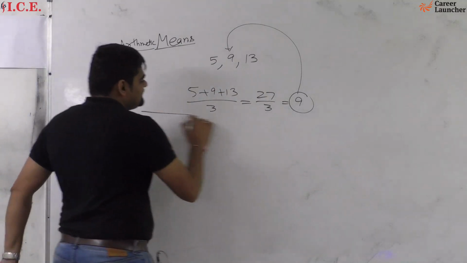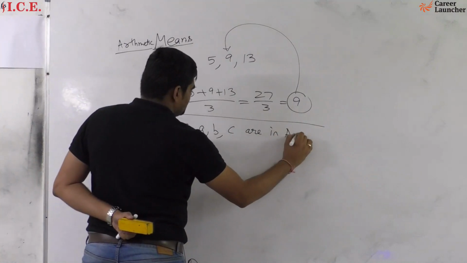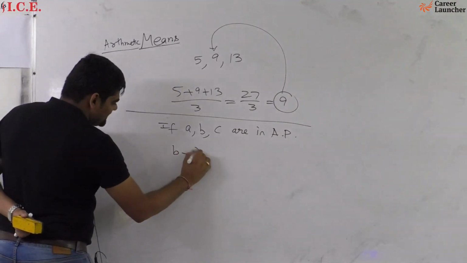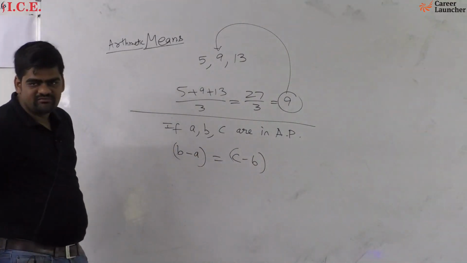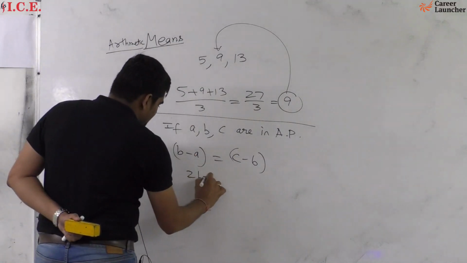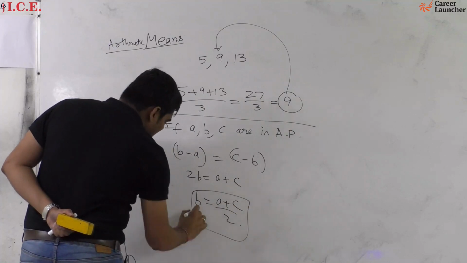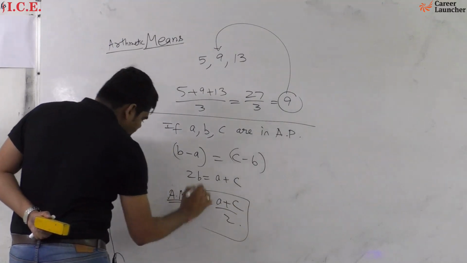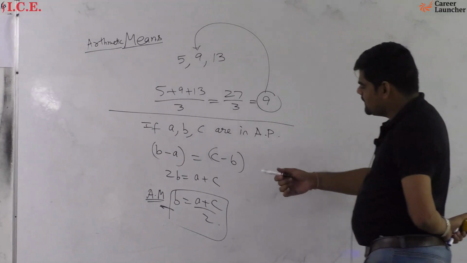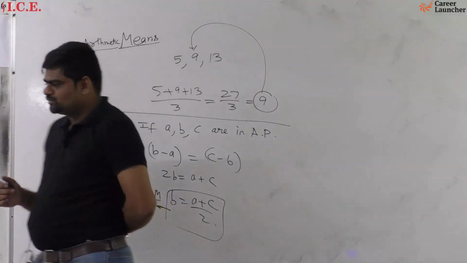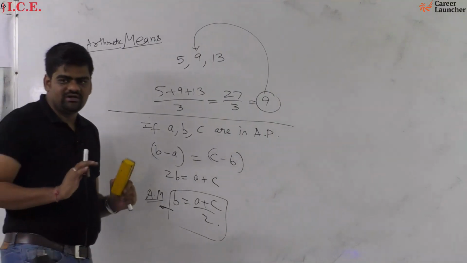If you generalize this, let's say A, B, C are in AP, then can I say that B minus A will always be equal to C minus B? Because this is the definition of AP. The difference of two consecutive terms has to be the same. Now this is nothing but 2B is equal to A plus C, or B will be equal to A plus C by 2, and this is nothing but the arithmetic mean of A and C. Quickly note down: the arithmetic mean of A, B and C is B if A, B, C are in AP. If A, B, C are not in AP, still you can find the arithmetic mean.